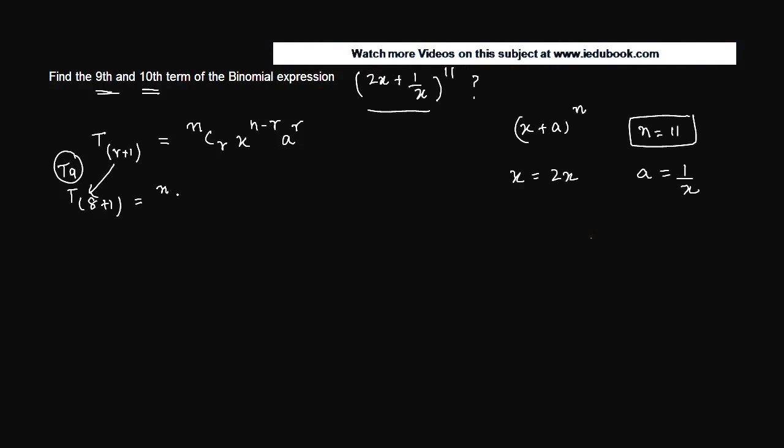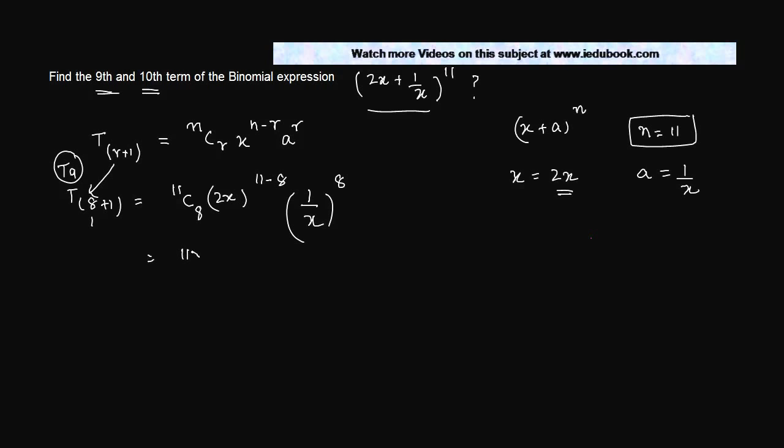nCr. So n is basically 11, C r is 8. x to the power n minus r. The value of x in this case is 2x, so we just remove this x from here. (2x) to the power 11 minus 8. a is 1 upon x to the power r. And what is r here? Again 8.